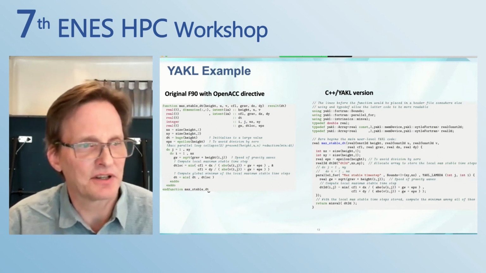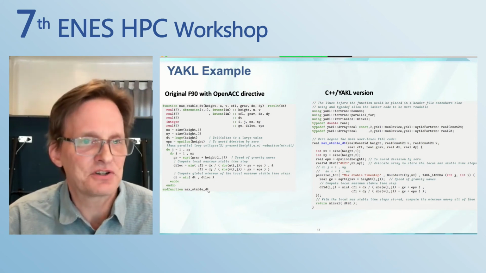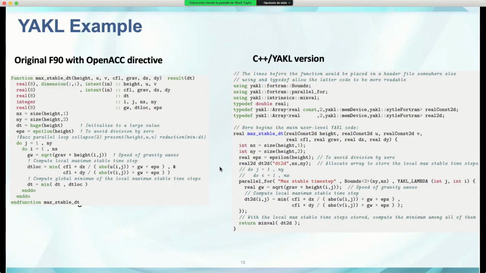Just a couple more slides, I think. So here's a YAKL example comparing the original Fortran with OpenACC directives and the C++ YAKL version. The C++ arrays in YAKL look very much like Fortran arrays, and the loops are collapsed and replaced by a parallel for in this case.